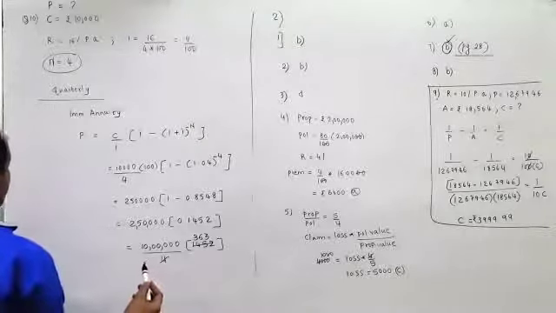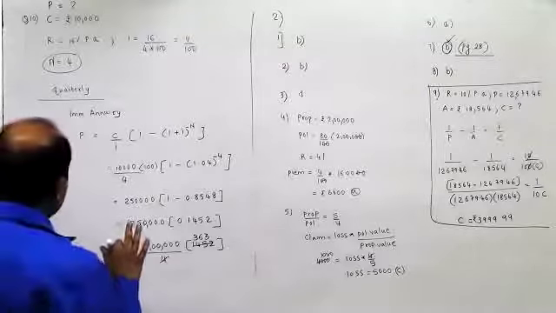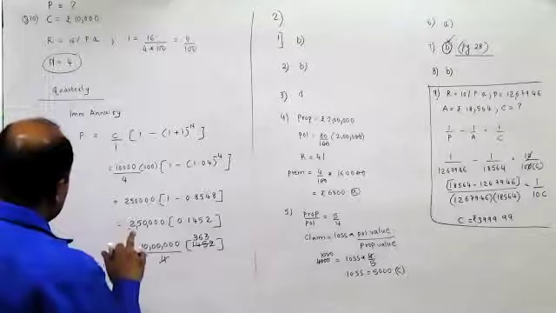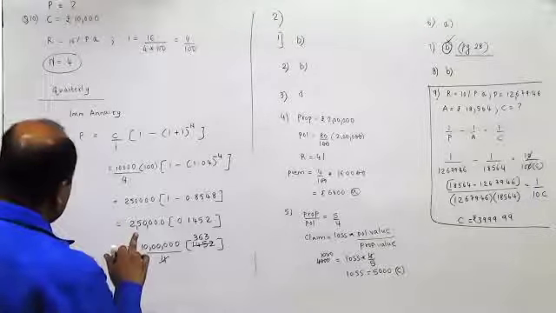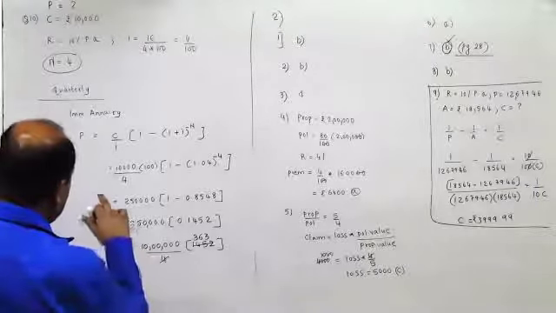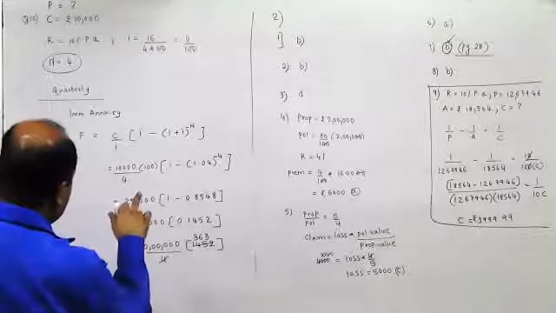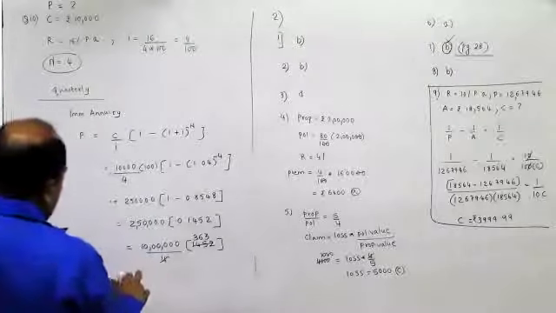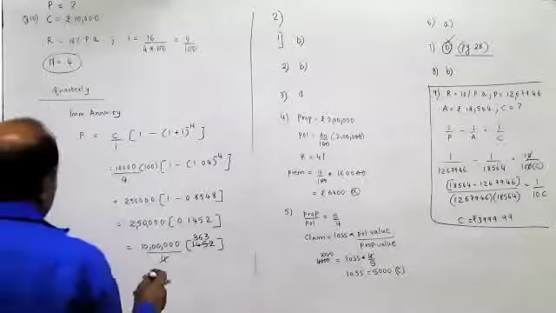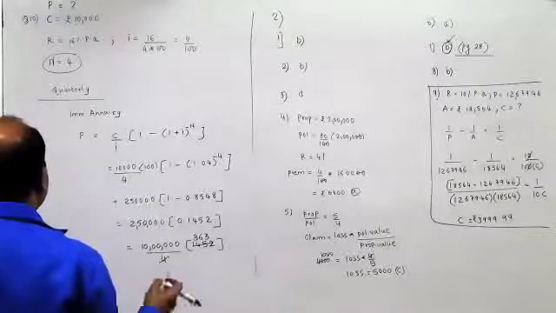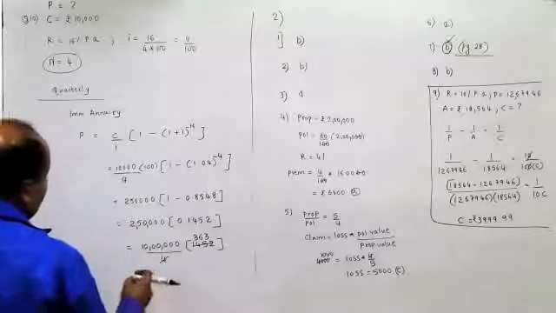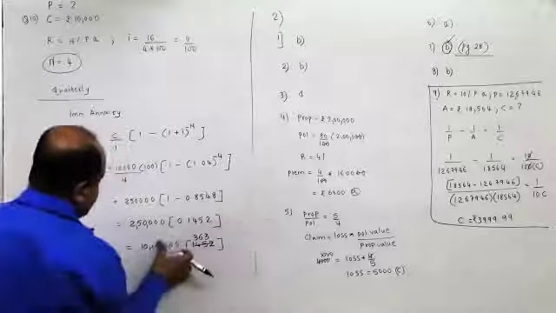The present worth. I have made some calculation mistake here. What mistake have I made? 10,000 into... I should have written 2,500 and 2 zeros. That is 2,50,000. Oh, sorry. I didn't shift 4 zeros here.